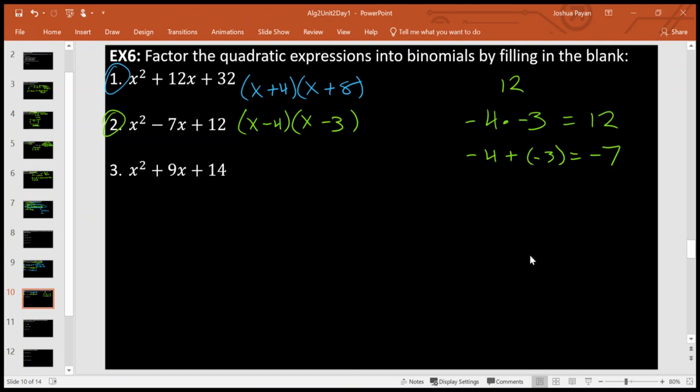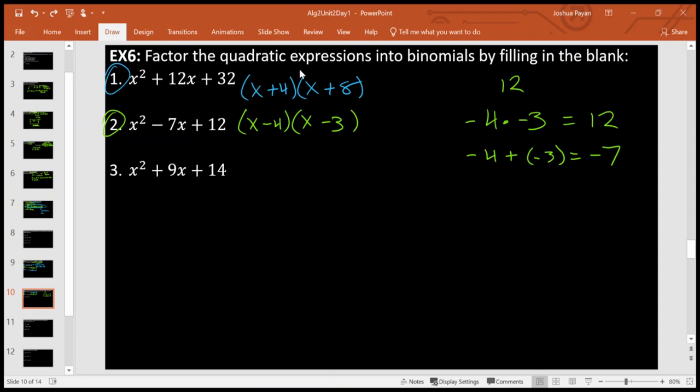And if you're ever not sure if you did this right, again, FOIL it out, and you should get right back where you started. I'll go ahead and do this real quick. x times x is x squared. x times negative 3 is negative 3x. Negative 4 times x is negative 4x. Those two combine to give me the negative 7x. Negative 4, negative 3 multiply together to give me this positive 12. So I know I'm right.